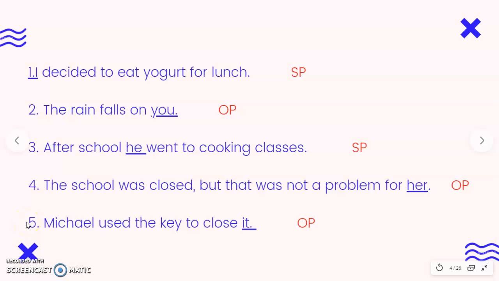Let's see sentence number 5. Michael used the key to close it. It is one of those tricky words that could be a subject pronoun or an object pronoun. So what do we do here? We go and find our action verb. Michael used the key to close it. So you find the action verb and you ask yourself, is the pronoun before or after the action verb? In this case, it is after. That means it's an object pronoun.